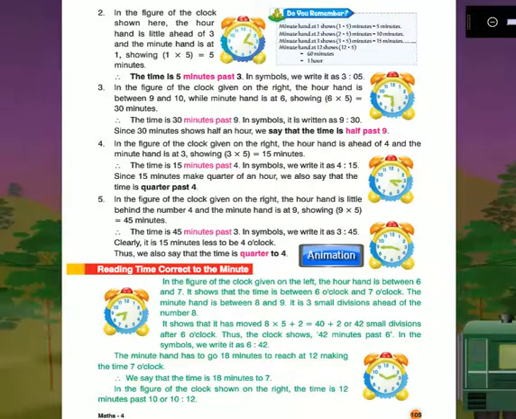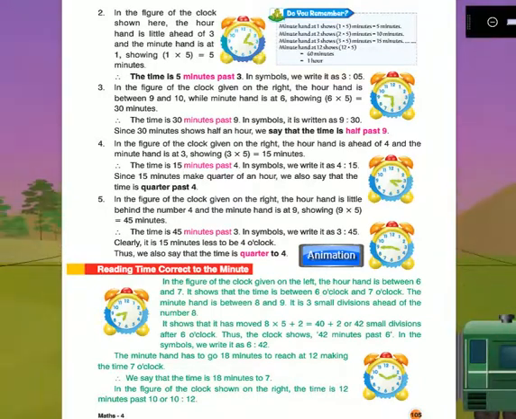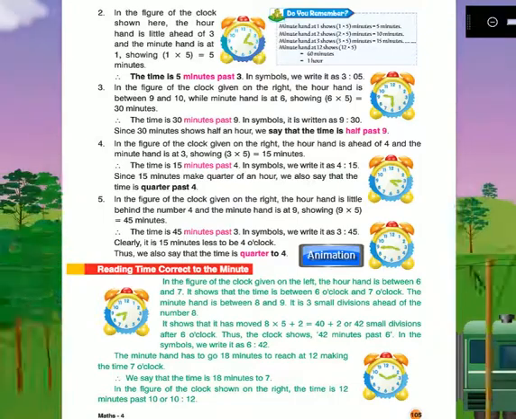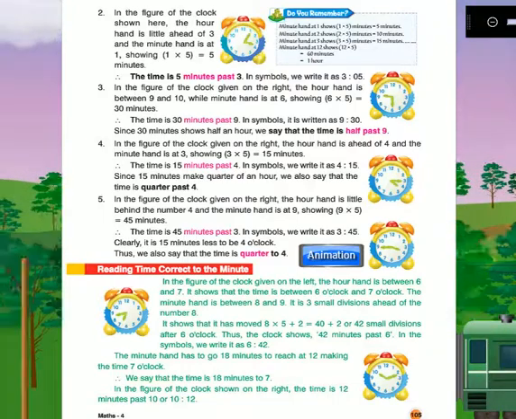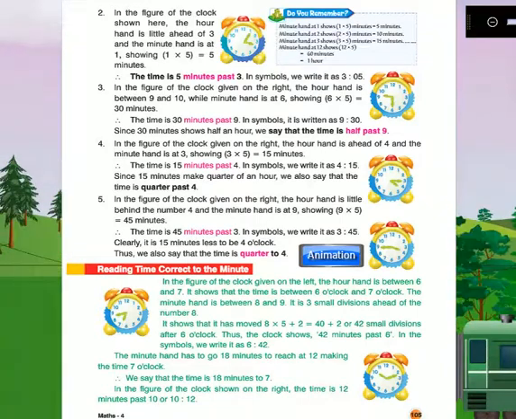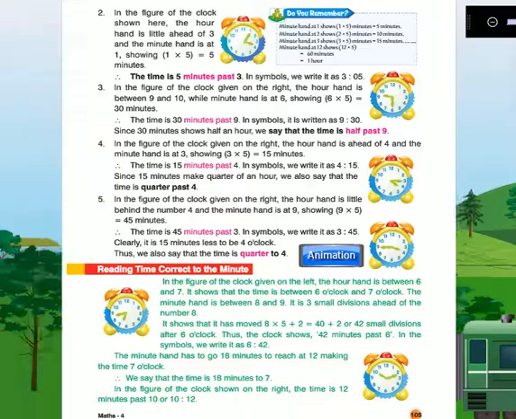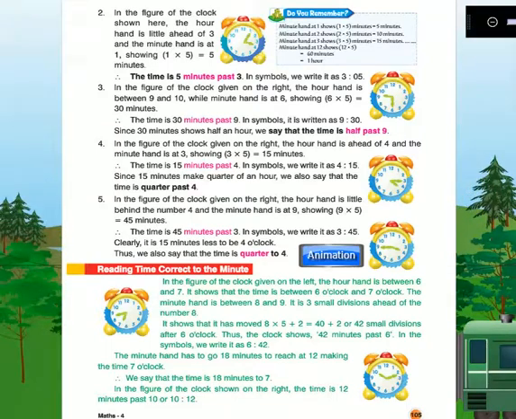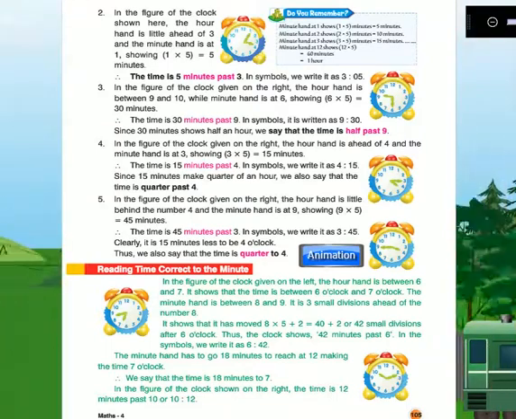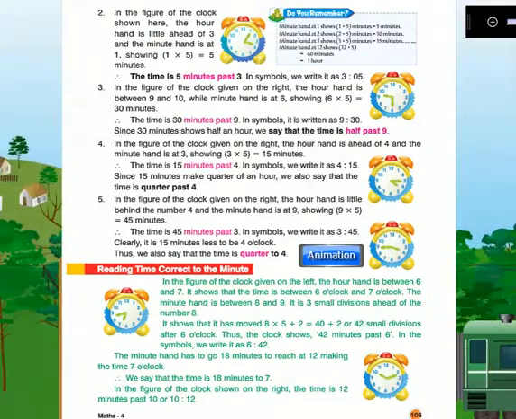In the figure of the clock given on the right, the hour hand is little behind the number 4 and the minute hand is at 9, showing 9 into 5, 45 minutes. Therefore, the time is 45 minutes past 3. In symbols, we write it as 3:45. Clearly, it is 15 minutes less to be 4 o'clock. Thus, we also say that the time is quarter to 4.